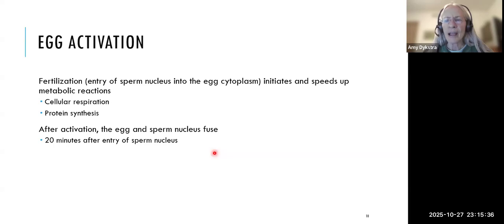And it's not until after activation that the egg and the sperm nucleus fuse. In fact, it takes about 20 minutes in the sea urchin between when the sperm enters the cytoplasm and when the egg and the sperm actually come together. And once the egg and sperm nucleus fuse, then they can start having cell divisions.